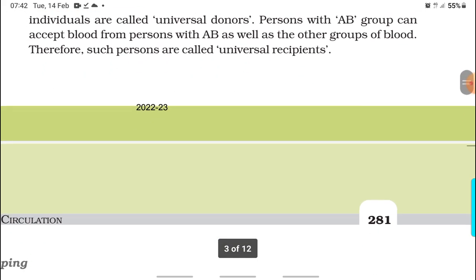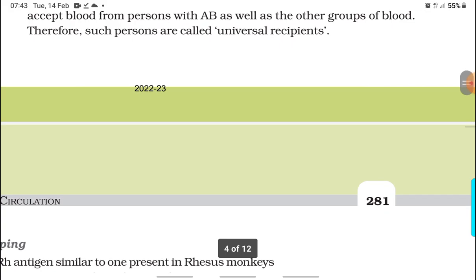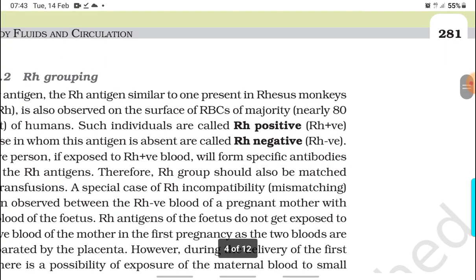Persons with AB group can accept blood from persons with AB as well as other groups of blood. Therefore, such persons are called universal recipients.